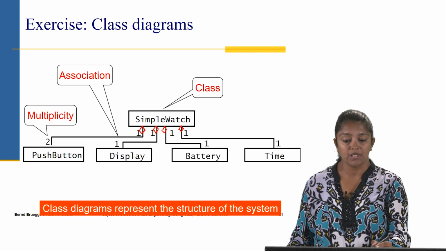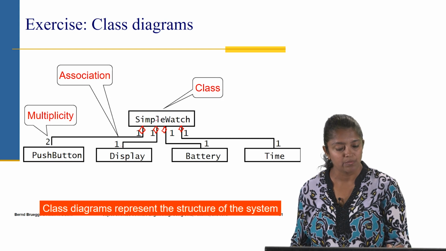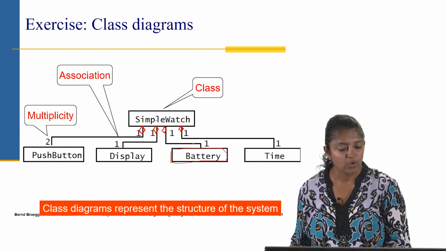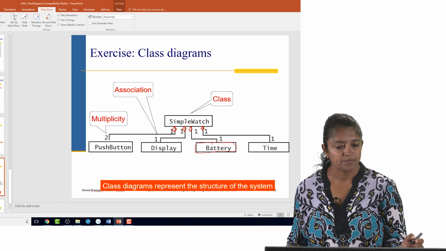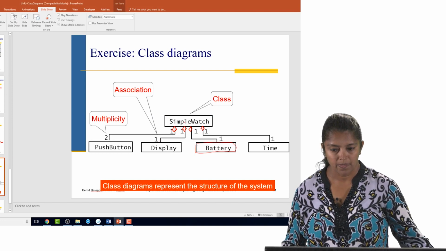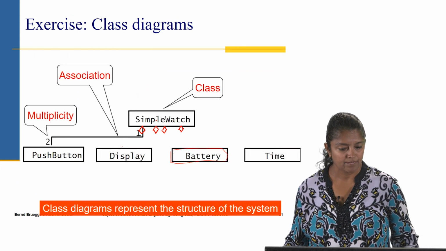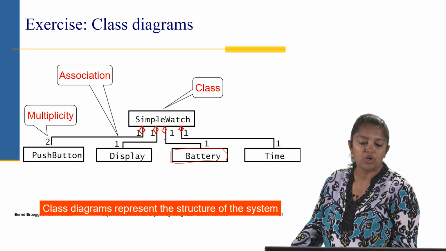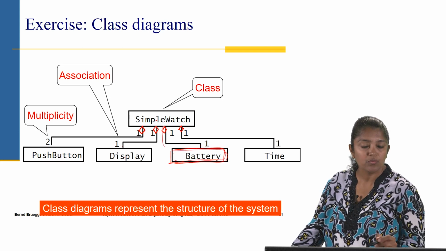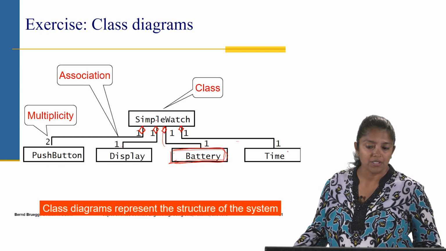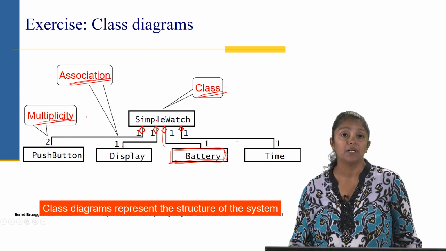And then as you can see, the multiplicity is being specified. Each simple watch has exactly 1 display. Each display belongs to exactly 1 simple watch. Each simple watch instance has exactly 1 battery, and each instance of battery is associated with one simple watch, and then the same thing with the time class. So as you can see, we've identified all of the classes, the associations between the classes, and the multiplicity.